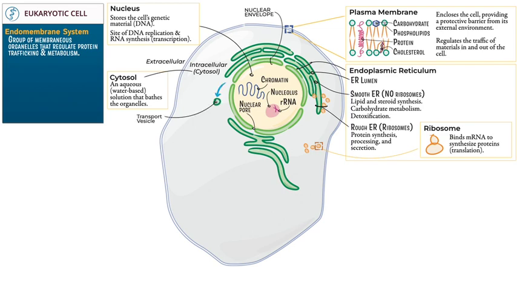Draw a transport vesicle in the cytosol. Show that transport vesicles bud from the ER. They keep secretory proteins separate from proteins synthesized in the cytosol.